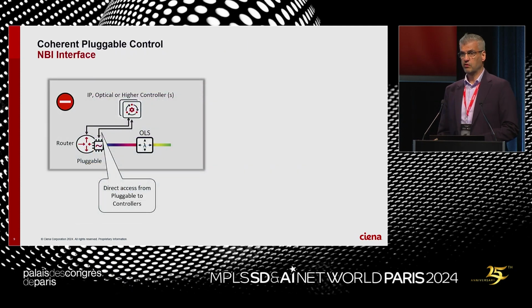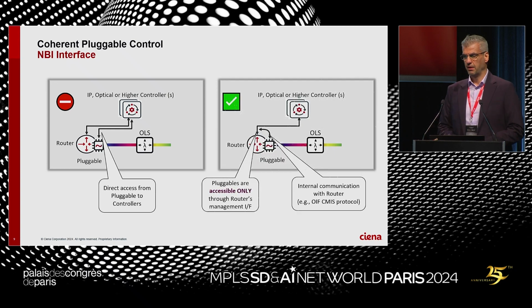So now let's go back to pluggables and management and the activity that we have at the IETF. One important aspect that we have to consider when we talk about pluggables and control is that the layer control could be any IP, optical, or any higher layer controller. The way that pluggables receive information or transfer information to the outside world from the control perspective is through the northbound interface of the router. This is the view that we have today, and it is important to understand, as we go through the presentation, where the source of the data is coming from.